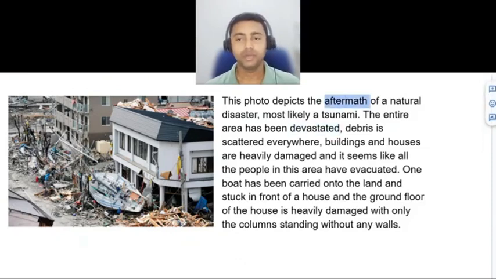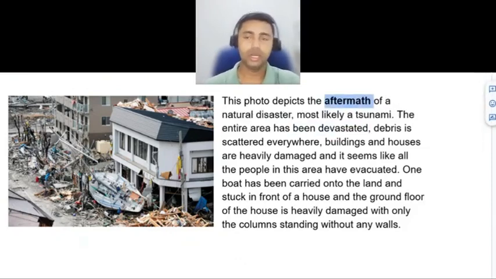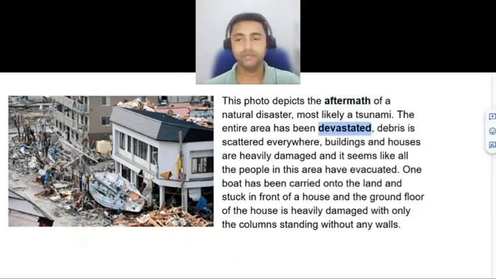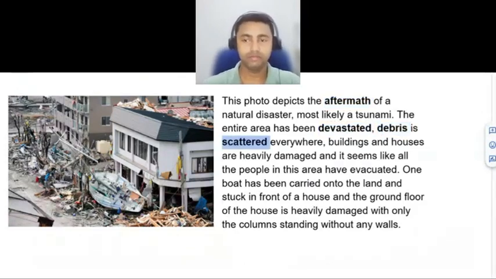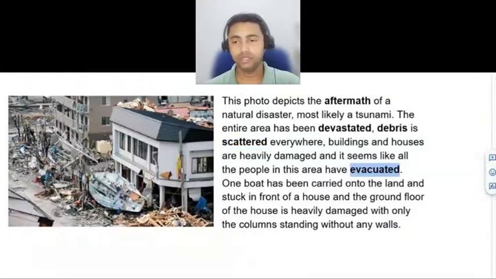For example, I will highlight some of the words: aftermath. Now you need to know the word devastated. Debris is a word that you need to know. Things are scattered everywhere, you need to know that as well. Evacuated, that is something that you need to know. So these are some of the vocabulary you need to know.